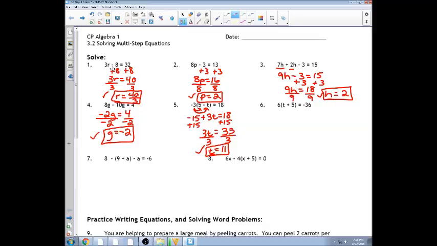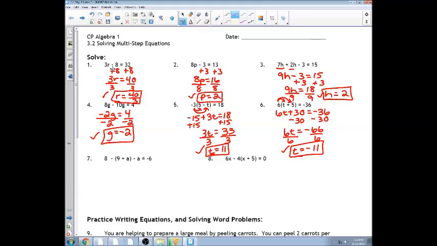Number 6, again, there's nothing I can do inside the parentheses, so I will distribute. 6t plus 30 is equal to negative 36. Subtract the 30. 6t would equal negative 66. Divide by 6. t would equal negative 11.